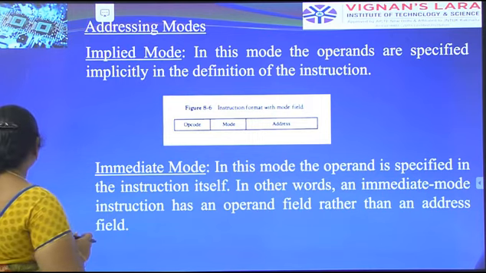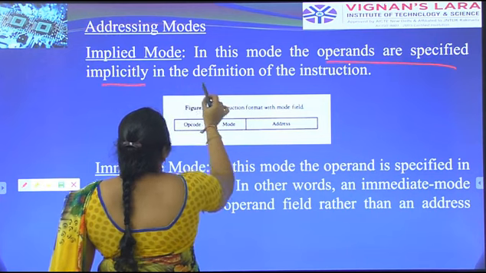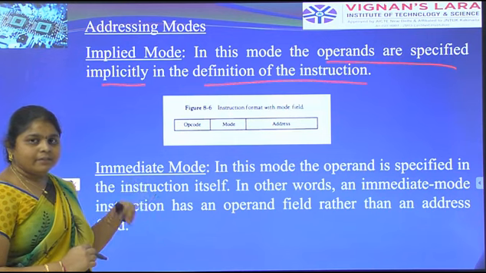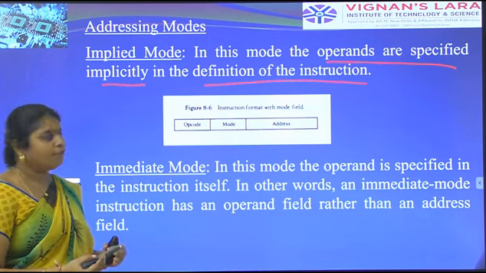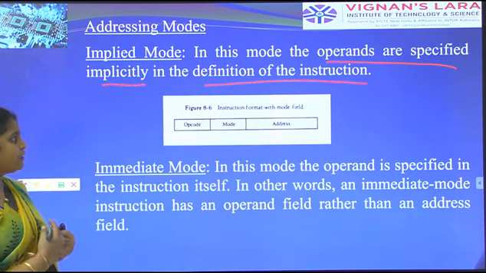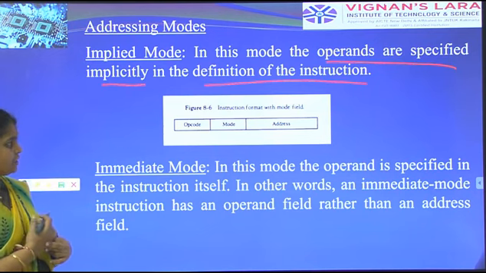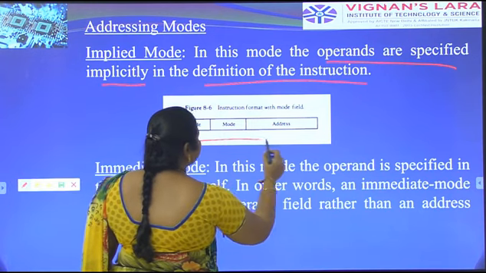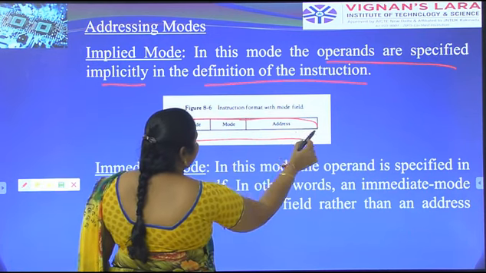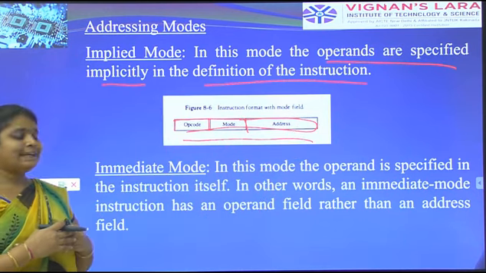In this mode, the operands are specified implicitly in the definition of the instruction. The implied mode is defined in the instruction itself. Implicitly means the information is stored in the instruction itself. This figure identifies the implied mode of addressing, where we take the opcode, mode and address.